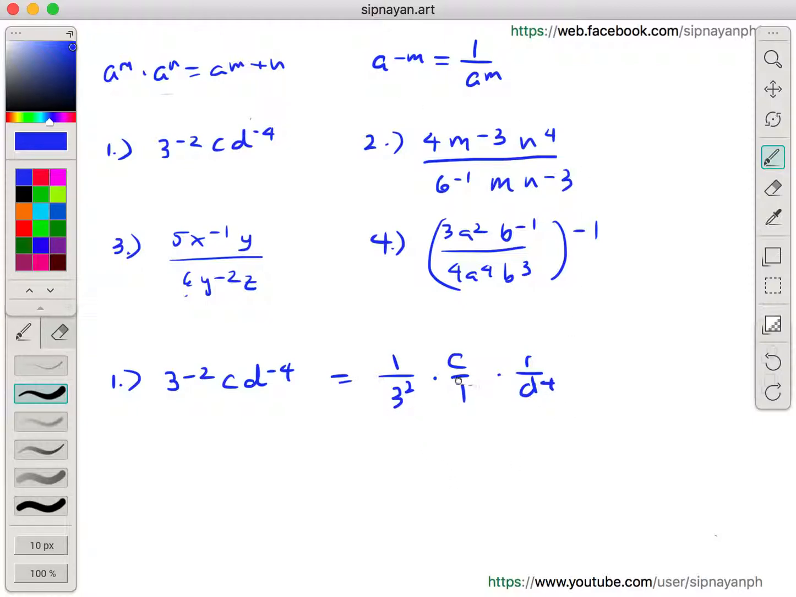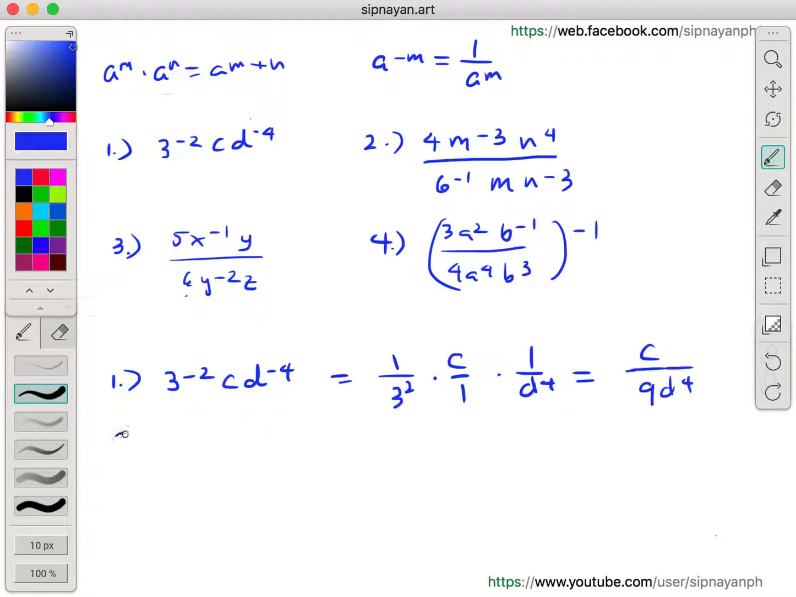Ang advantage kanina, kasi nilagyan natin ng denominator, pwede na natin i-multiply yung lahat ng numerators and then lahat ng denominators para makuha natin yung product ng mga expressions. So, this is 1. 1 times c times 1 is c. And then 3 squared is 9. 9 times 1 is 9 times d to the 4th. 9d to the 4th. So, I hope malinaw yan.